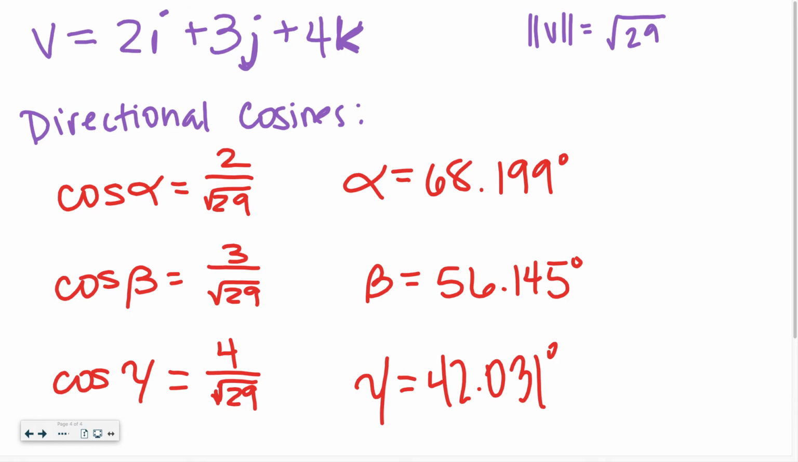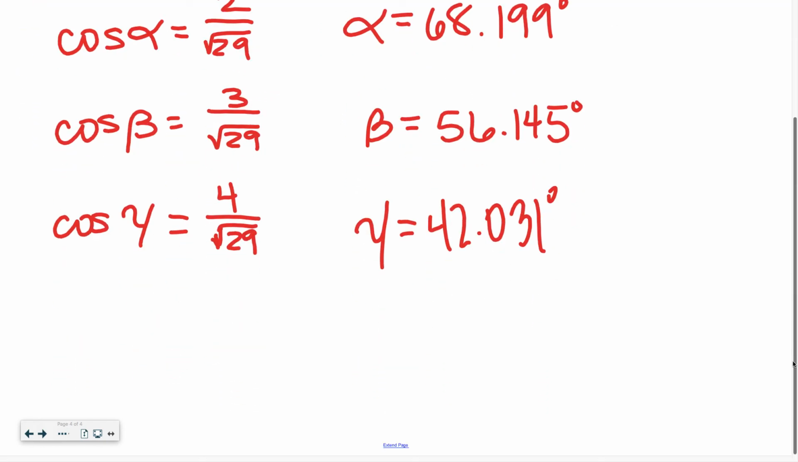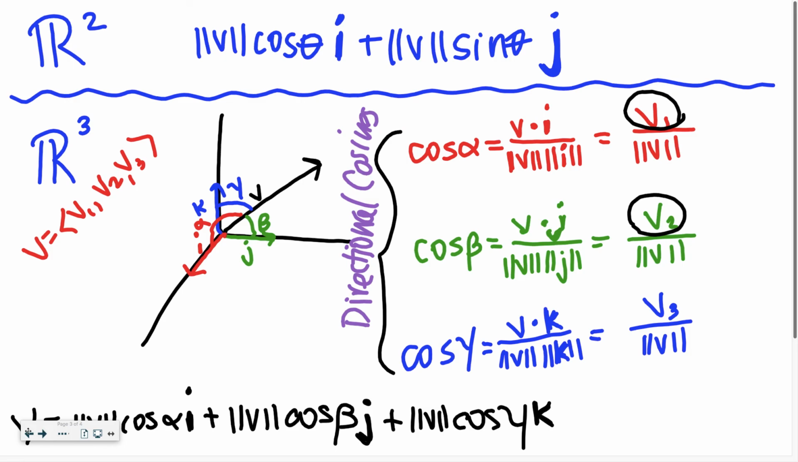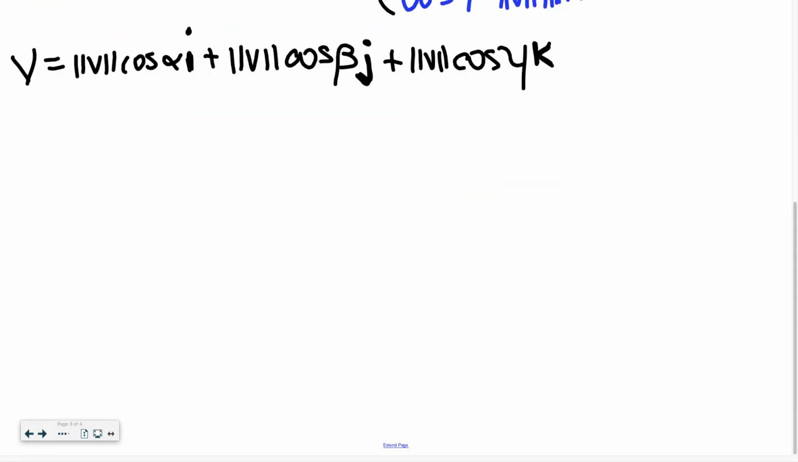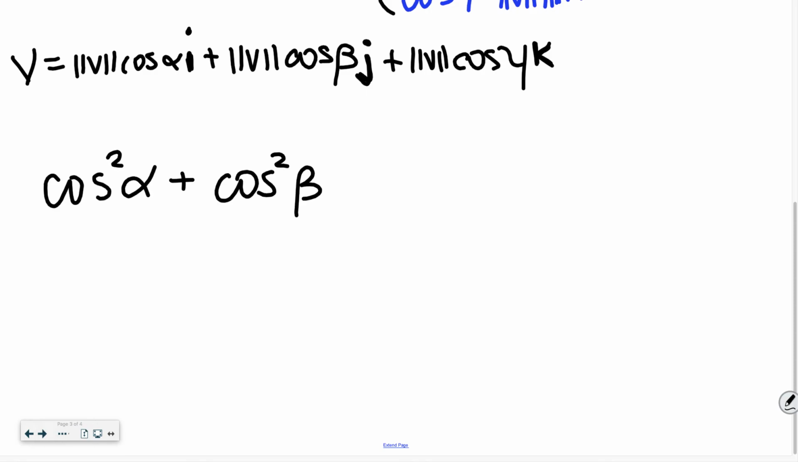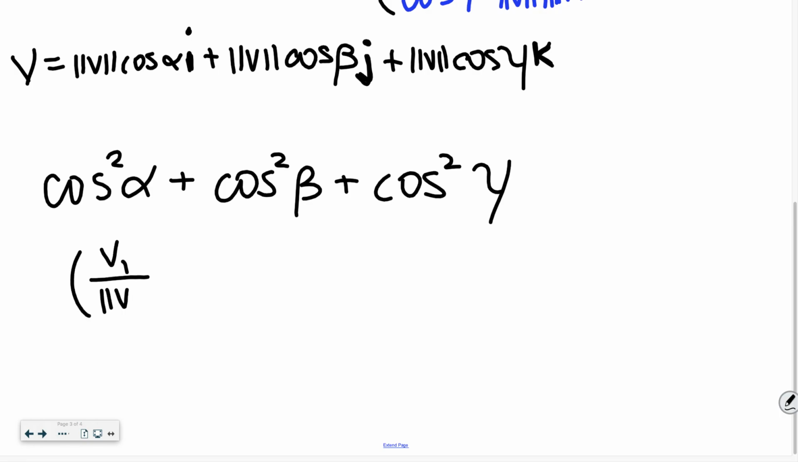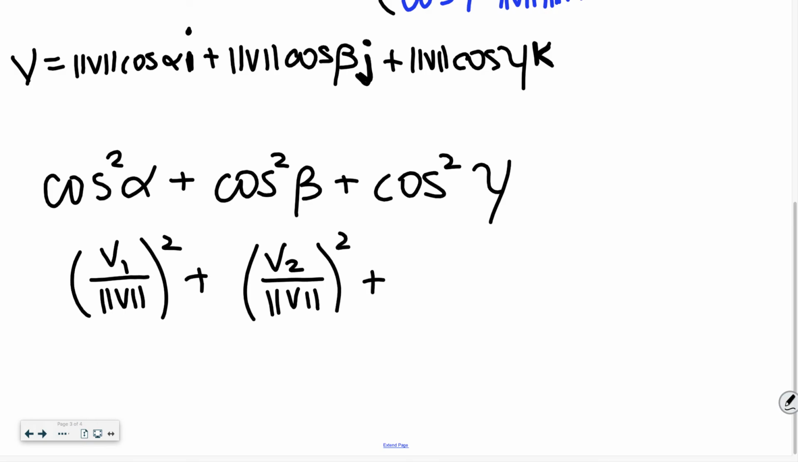Another fun fact. I love fun facts. So let's go back to our directional cosines. I want us to consider cosine squared alpha plus cosine squared beta plus cosine squared gamma. Any inklings about what this is going to be? Chris says 1. Yeah, it's going to be 1 because that's right.